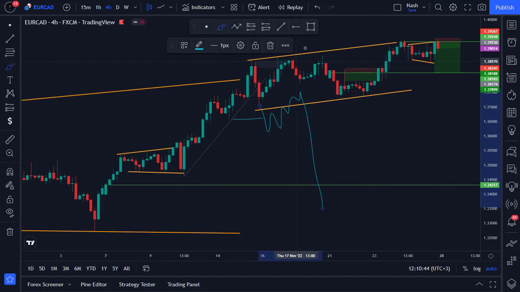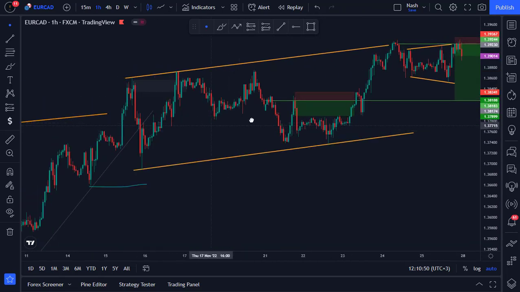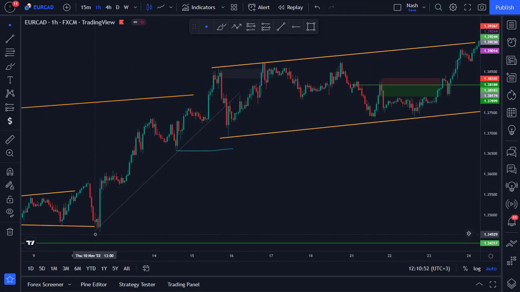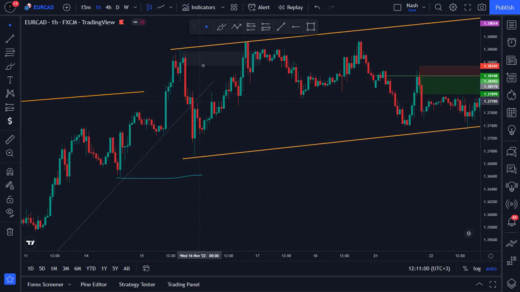This one could have been a very nice entry, but you can see instead of going down to a lower time frame to look for entry, the inner trend line that we can draw is this one over here. Once this trend line was broken, the price didn't give that room for the price to correct towards the upside.